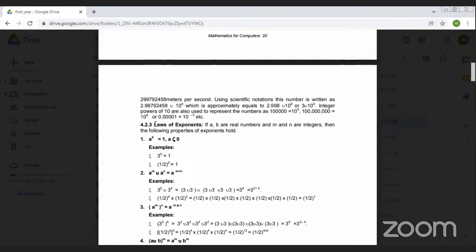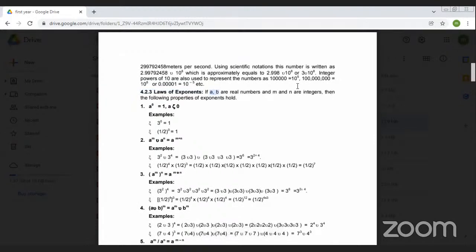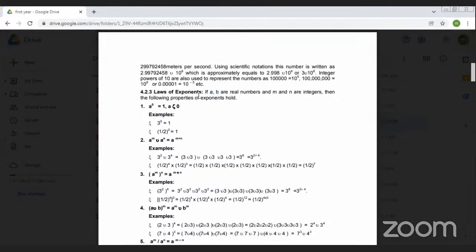In school we studied the laws of indices. Here you're having laws of exponents. The first case is that a, b are real numbers and m and n are integers. The first one is whenever you have a raised to 0, the value is 1. And this sign is what? a shouldn't be equal to 0, that is, a is not equal to 0. This sign is for not equal to.